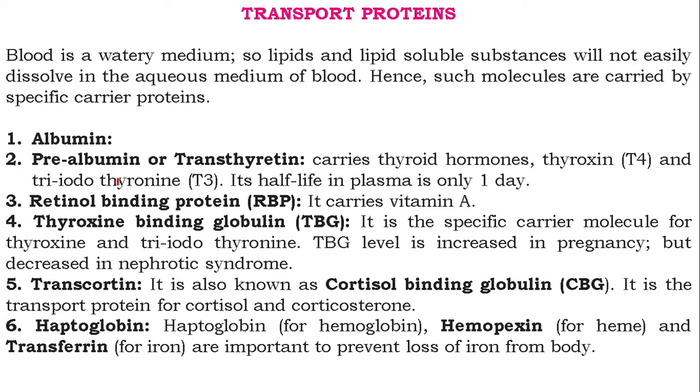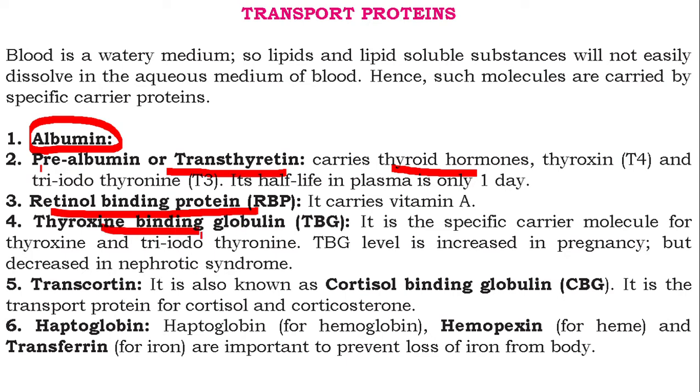And you know, blood is a transport medium. What are the different transport proteins present in the blood? I already told you about albumin. Albumin is the most abundant protein in the blood. Apart from albumin, you have pre-albumin or transthyretin, for transport of thyroid hormones. And you have RBP, retinol binding protein, which carries vitamin A. Thyroxine binding protein, specific for thyroid hormones. You know that thyroxine and triiodothyronine are thyroid hormones.